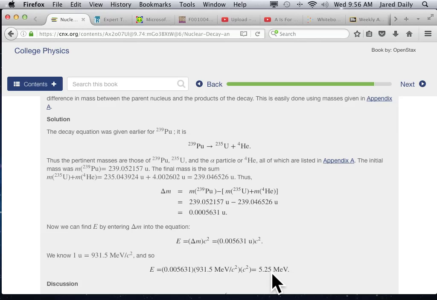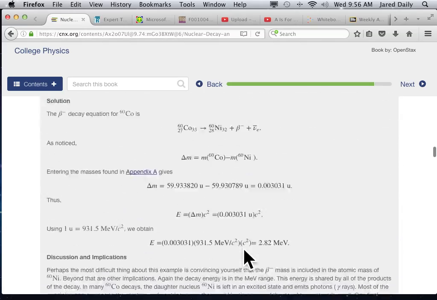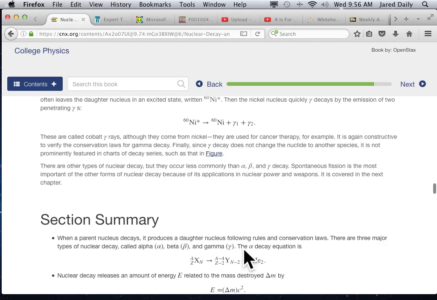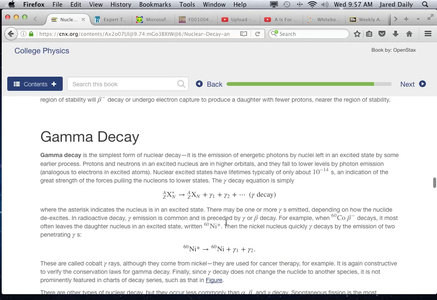That's a lot of energy that thing's kicked out with. So, beta decay, the same idea, except it's an electron coming out. Gamma decay. In gamma decay, you just get light out, so you don't necessarily get a mass defect out with gamma decay, but you do get energy out in the form of a radiation.